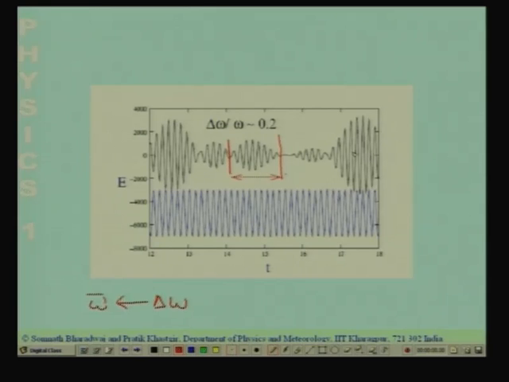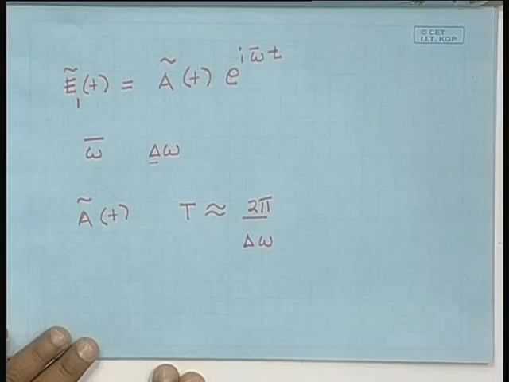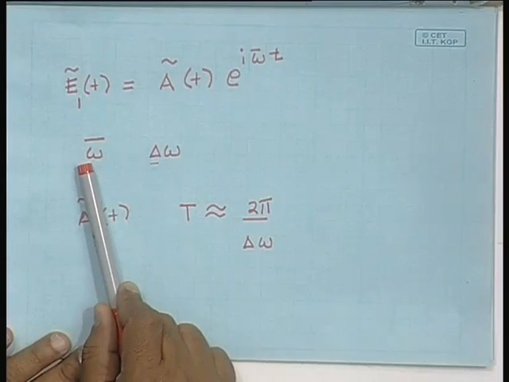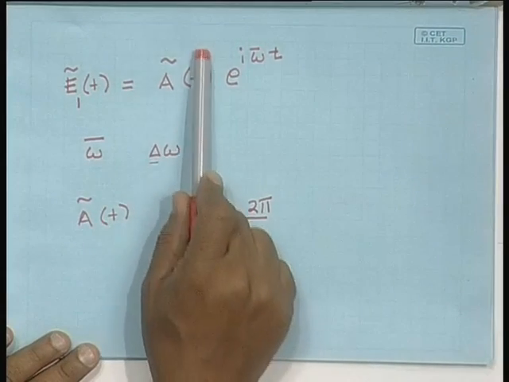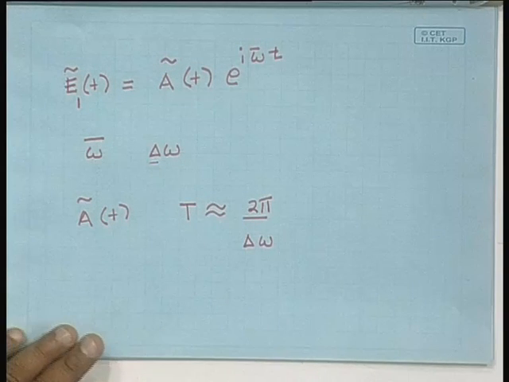So, what I have been trying to do over here in the past few minutes is to convince you that when I have a wave which is a superposition of many frequencies in a small band delta omega around a central value, the resultant wave is a fast oscillation at the mean value omega bar, and the amplitude now also changes with time on a time scale 2 pi by delta omega. Okay.